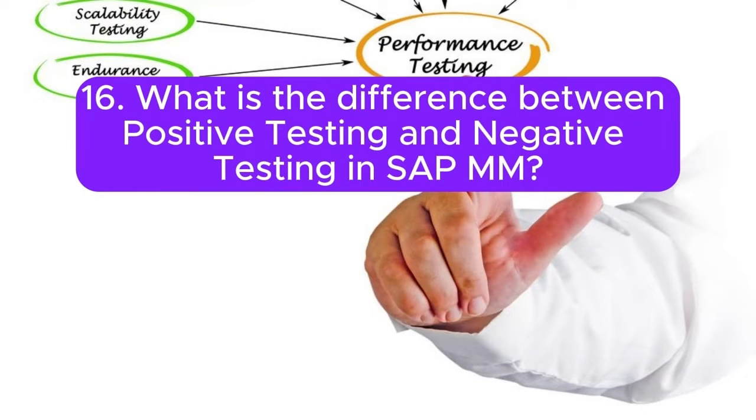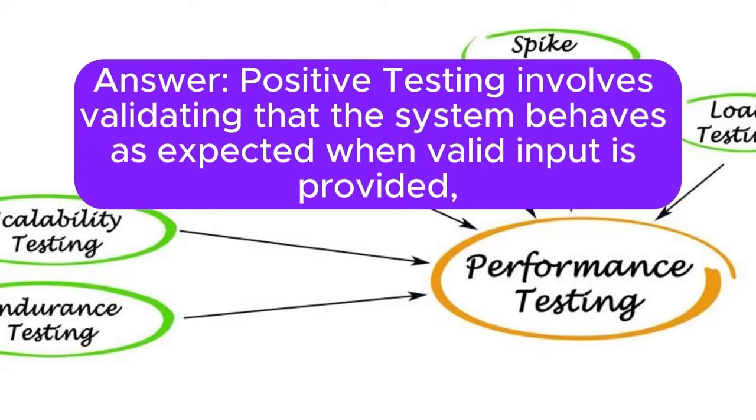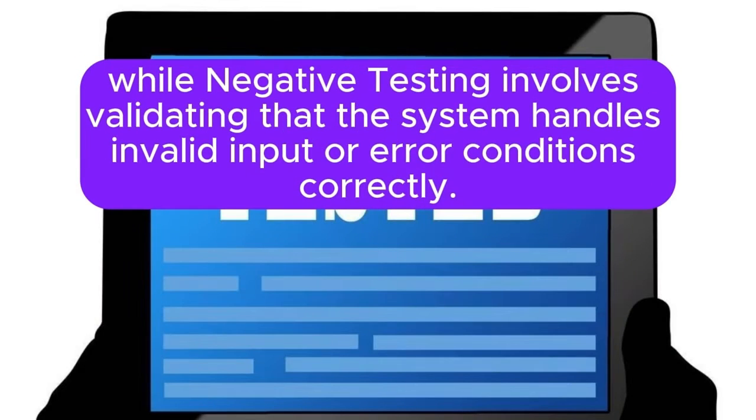16. What is the difference between positive testing and negative testing in SAP? Answer. Positive testing involves validating that the system behaves as expected when valid input is provided, while negative testing involves validating that the system handles invalid inputs or error conditions correctly.